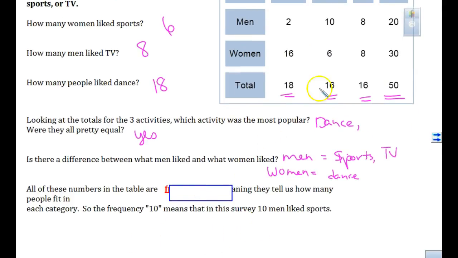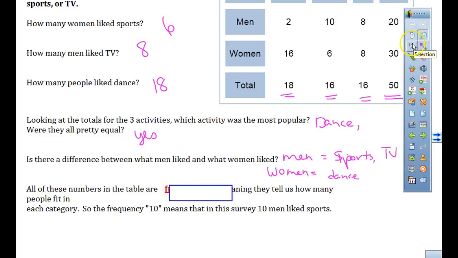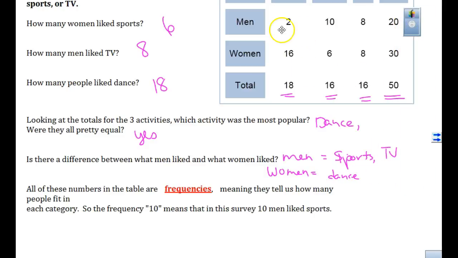So it says all of these numbers that we are looking at, and we're going to be doing some different projects in this unit as we look at statistics, all of these numbers in the tables are considered to be our frequencies, meaning they just tell us how many people fit into each of the categories. So these numbers here are simply our frequencies. It tells us that there are 10, meaning that we surveyed 10 men that like sports, right? They're not a percentage, they're just telling us the number of people.